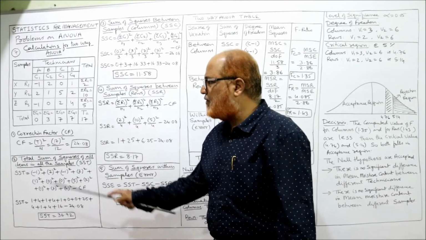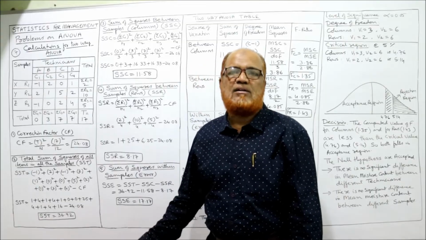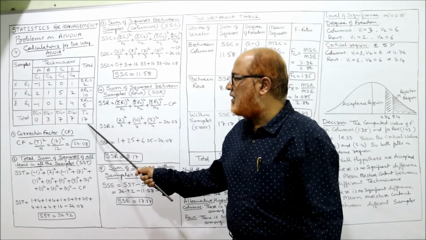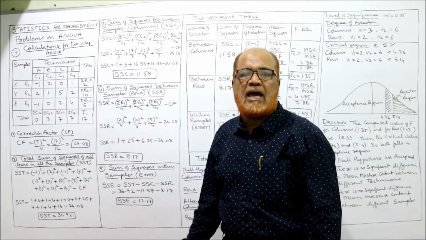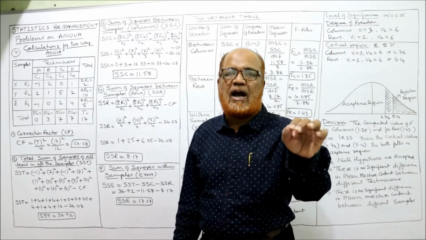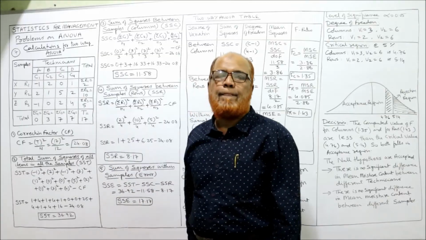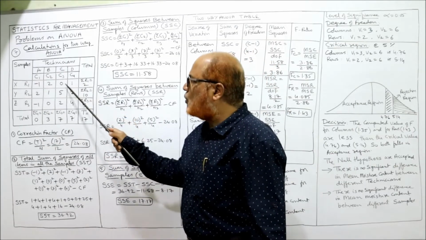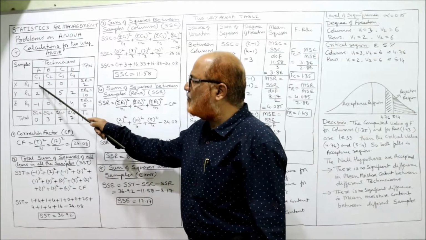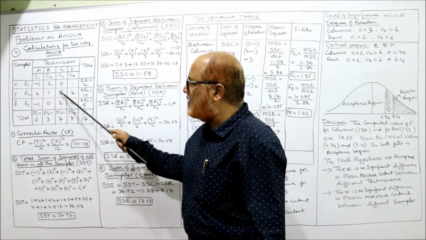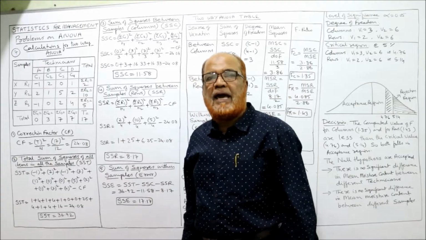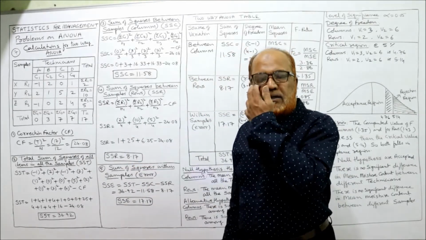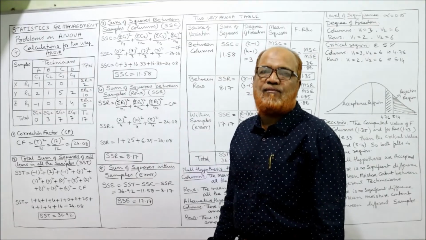Now we'll proceed. First, the correction factor, CF. T whole square by N. T is 17, so 17 whole square divided by N. N stands for the number of items in all the samples. So 3 rows and 4 columns, so totally you can see 12 items are there: 1, 2, 3, 4, 5, 6, 7, 8, 9, 10, 11, 12. N is equal to 12. It comes to 24.08. This is the correction factor.